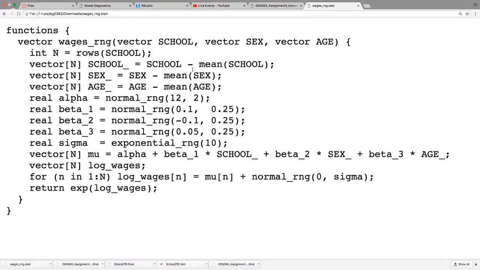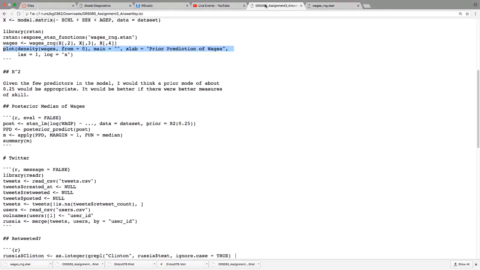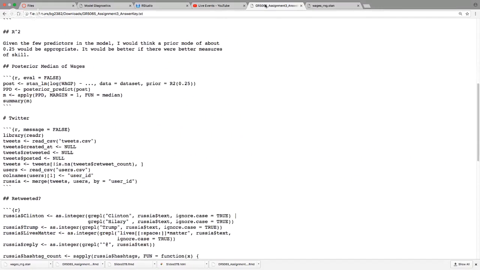All right, moving on. So you can get a plot of that. Given the predictors in the model, I didn't put very many of them, and I didn't have any specific measure of how good you are at your job. That's not really included in the census. And so I thought a prior mode of about a quarter would be appropriate. Explain maybe 25% of the variability in wages with age, gender, schooling.